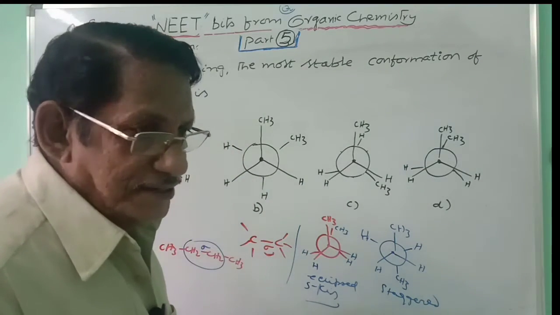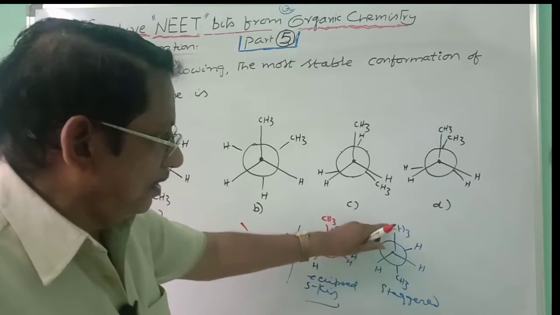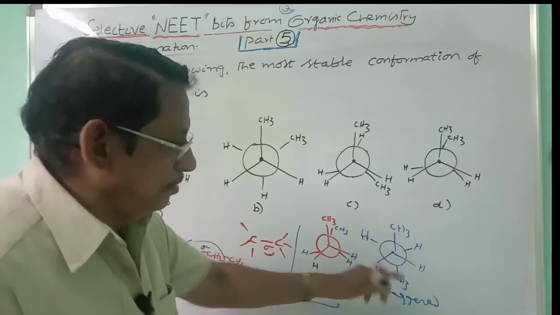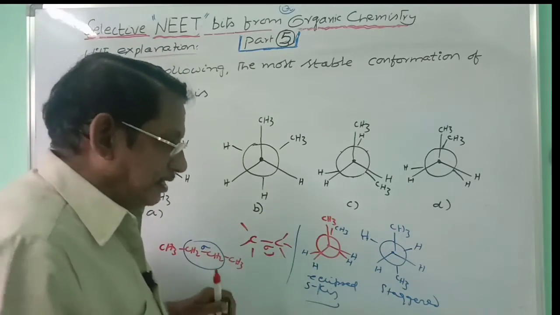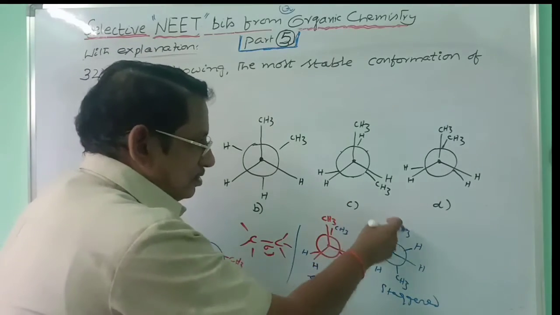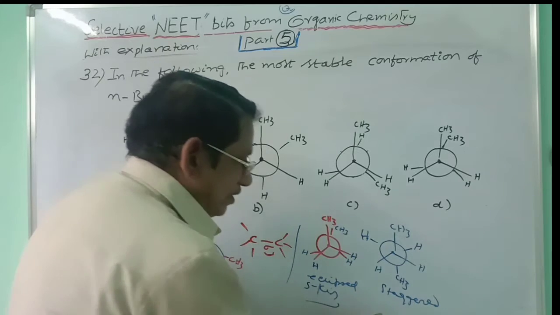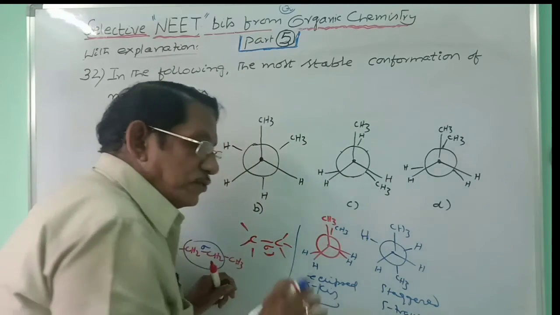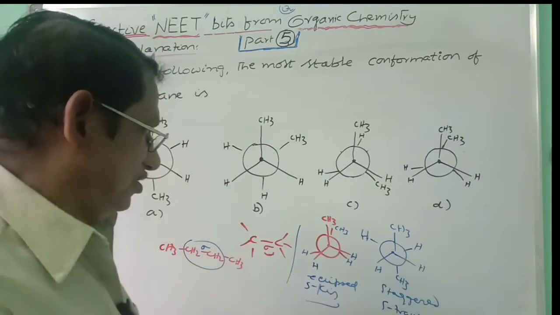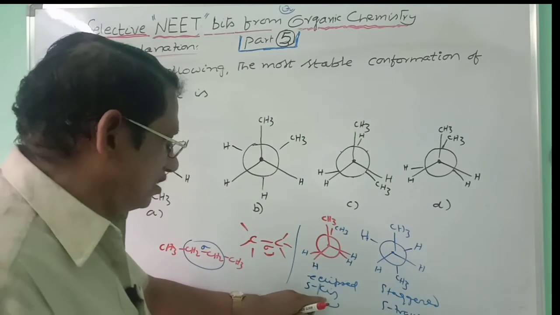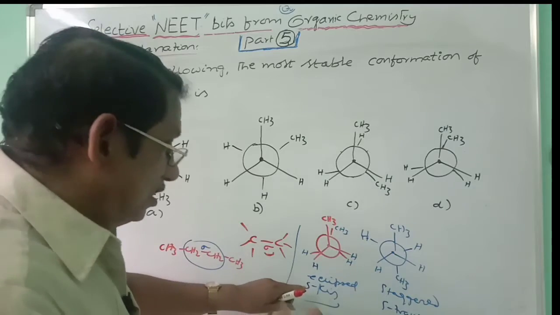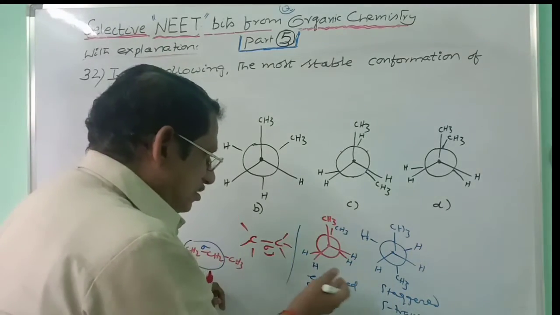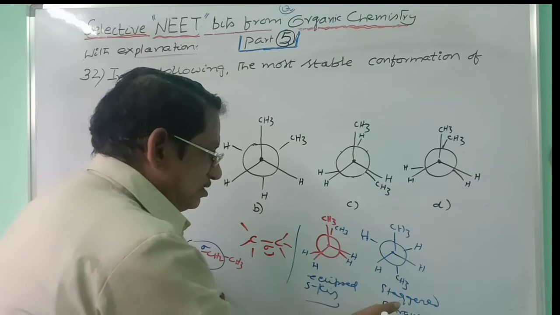In this staggered, when the same groups are lying in the opposite direction, that means exactly at 180 degrees, then the repulsions will be minimum and the stability will be maximum. That staggered conformer, where the CH3 groups are lying far apart, is called trans. This trans conformer is obtained by rotating the sigma bond axis. And this is the cis conformer obtained by rotating the single bond axis. So this is the staggered, this is the eclipsed, this is S-cis, this is S-trans.